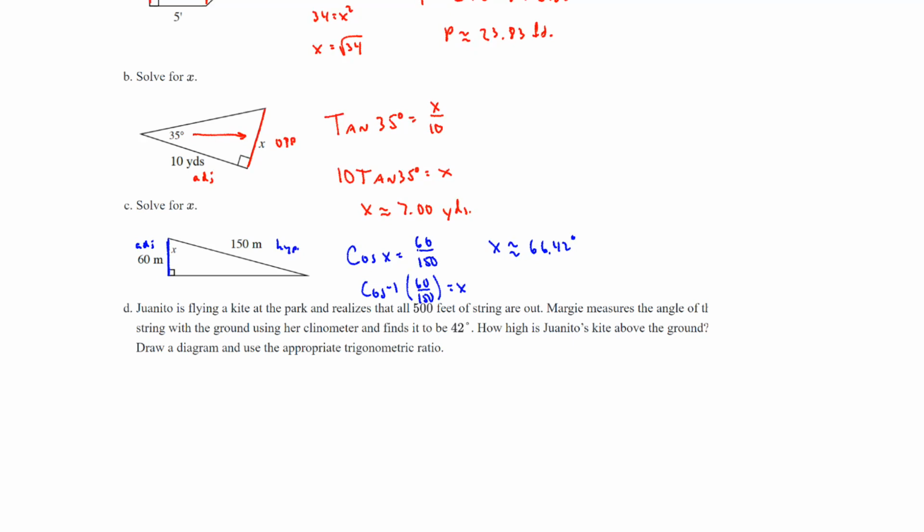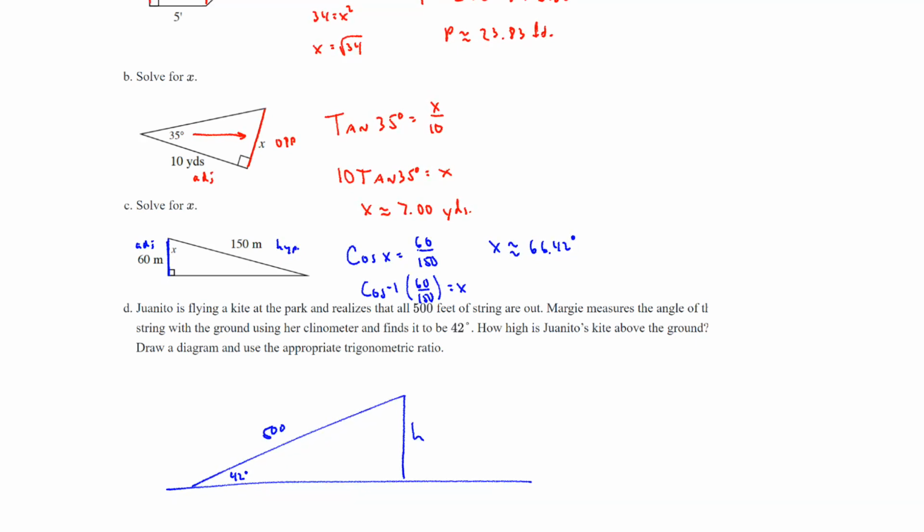So Juanita's flying the kite at the park and realizes that all 500 feet of string are out. So let's go with, here's the ground. So we'll say from here to here is 500. Margie measures the angle of the string with the ground. So with the ground, that's 42 degrees. And then we're trying to figure out how high the kite is above the ground.